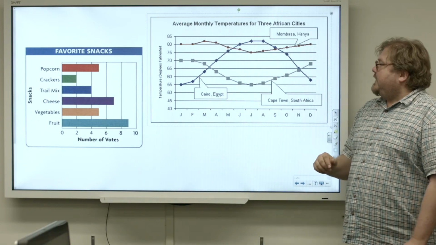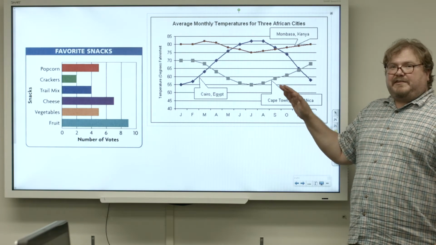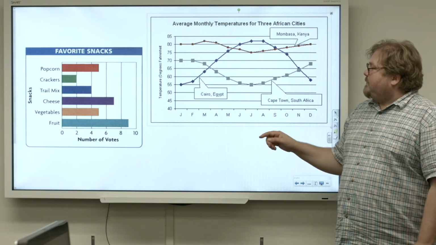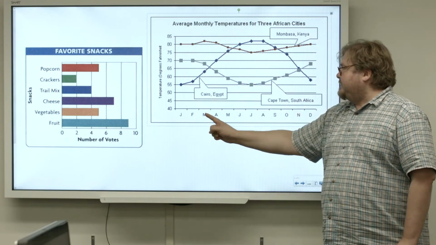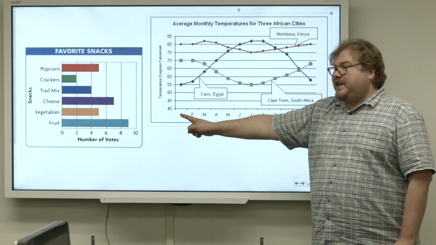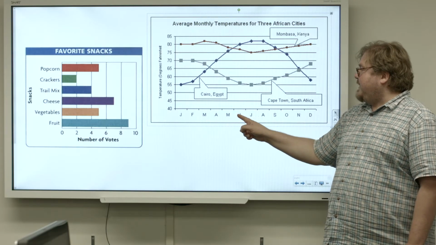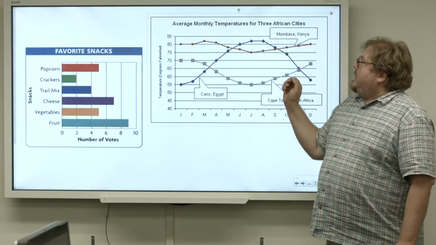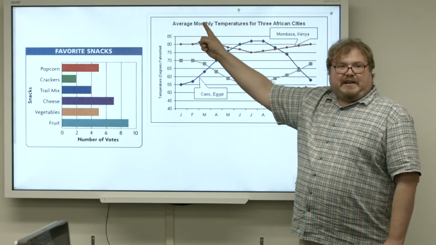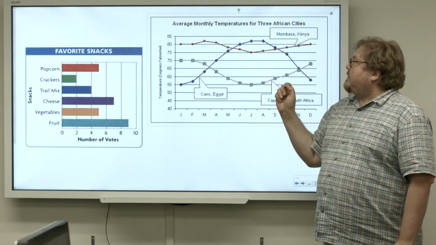This is what we call a line graph. Typically, this is used to show changes over time. So on this side, we have temperatures. We have months over here. J for January, February, March, April, May, June, July. These are the months of the year. And the top usually tells us what these graphs are about.